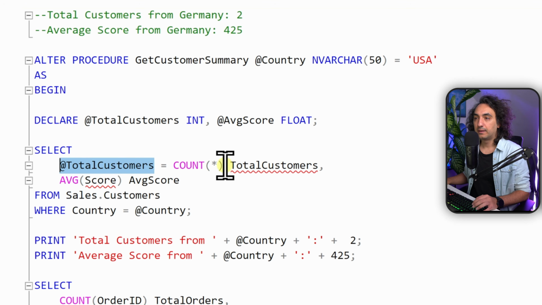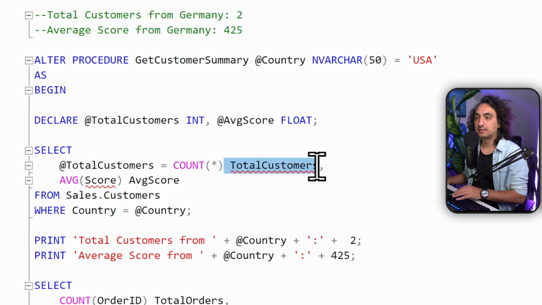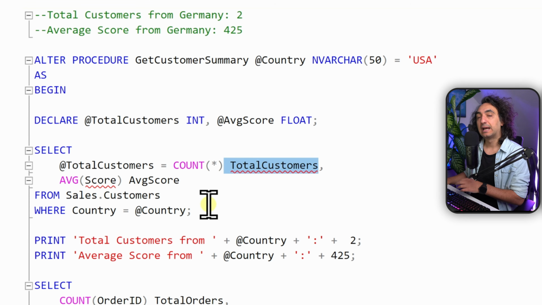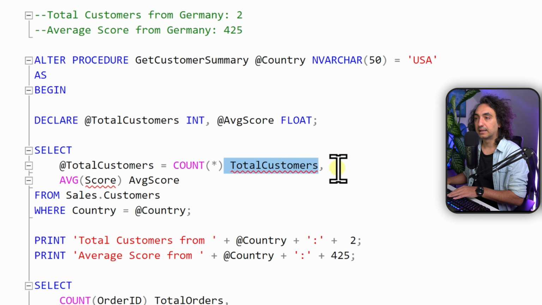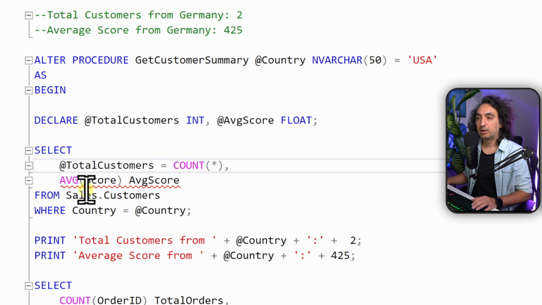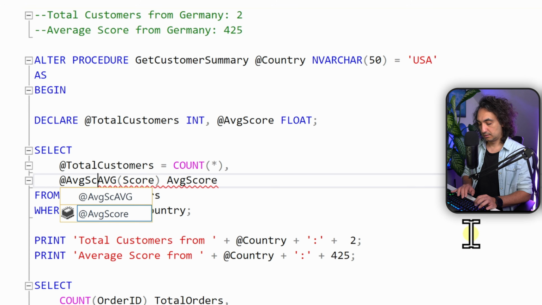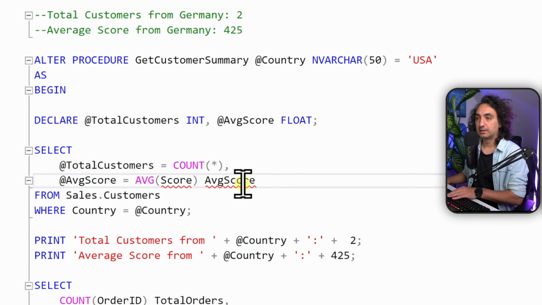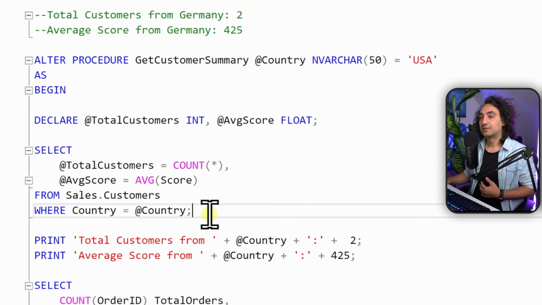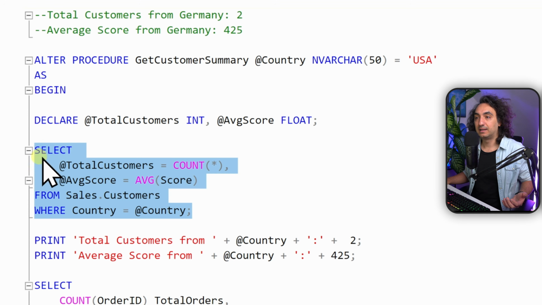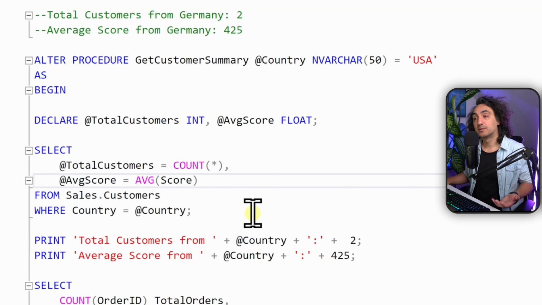But here there is one thing, that we cannot have any more aliases because our query will not return any results. Our query has now only one task, to assign values to my variables, so that's why we cannot have it like this. We have to remove the alias, and the same thing we're going to do for the average. So @AverageScore equal to the average score, and we have to remove the alias. So that's it. Now our query has a different purpose. It is not for returning results, it is to assign values to our variables. So now we have values.